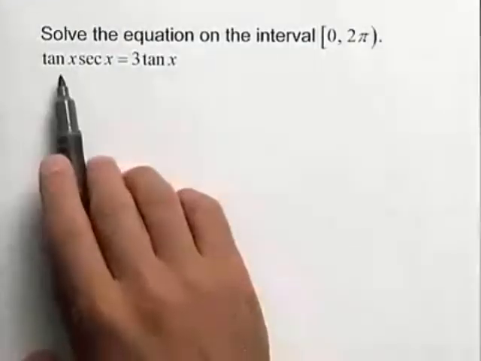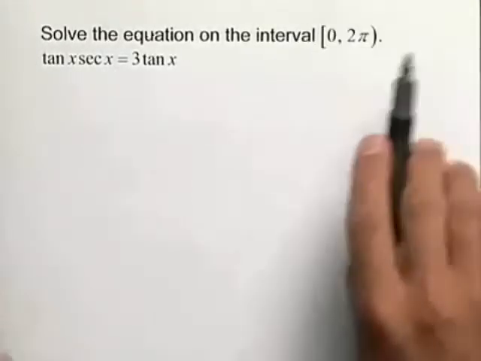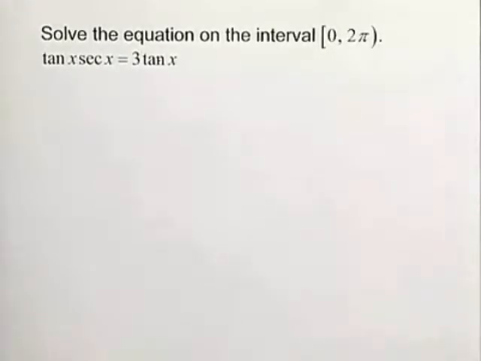Let's solve the following trig equation. We have the tangent of x times the secant of x equal to 3 times the tangent of x. Again, we're looking for our solution between 0 and 2 pi radians.